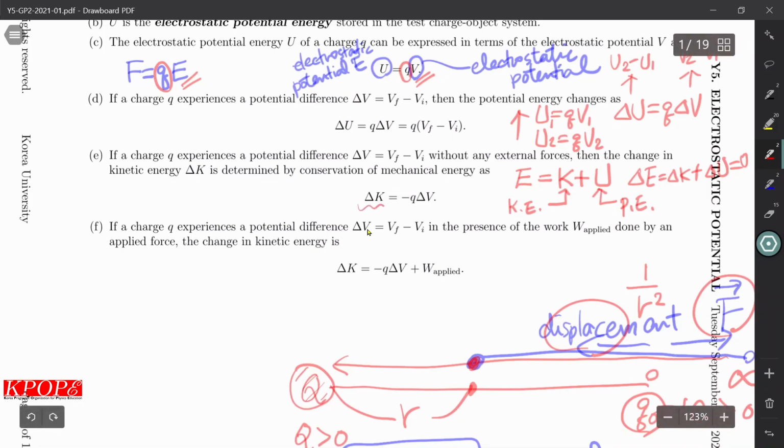Therefore, the kinetic energy change is negative. The kinetic energy change is the negative of the potential energy change, because the potential energy change is like that. We can substitute in here. So the potential energy change is the negative of the change in the total kinetic energy.